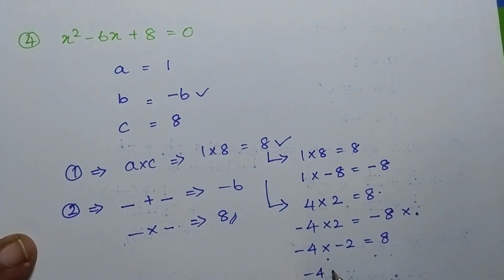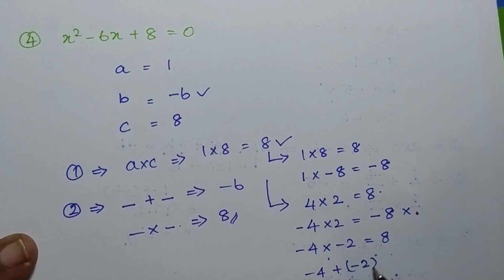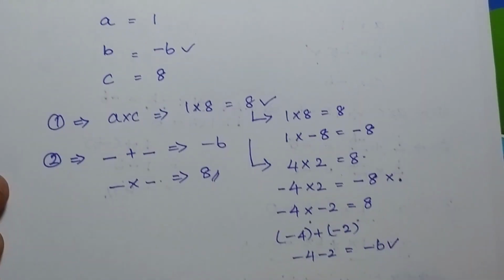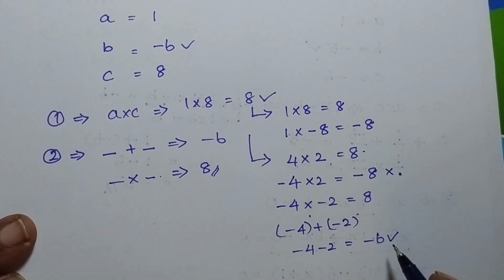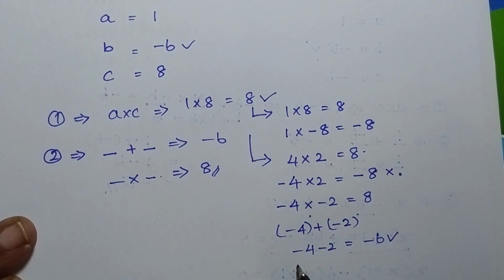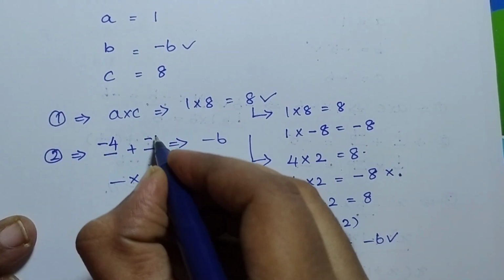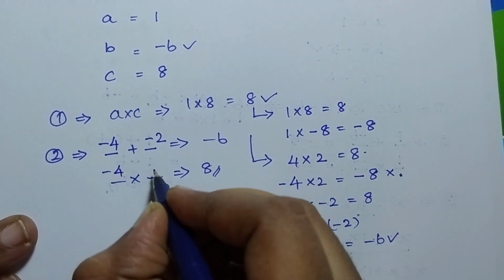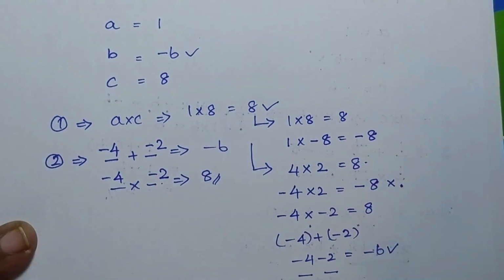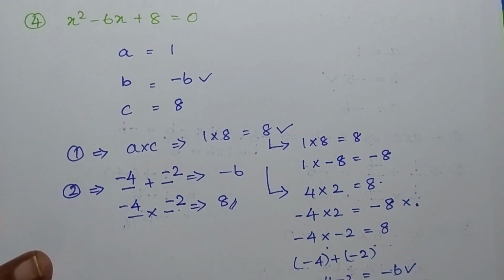If I add these two, what will I get? Minus 4 minus 2 is minus 6. I will get minus 6 also. So what will be the two values? Minus 4 and minus 2. So now I found the two values which we want to use here.